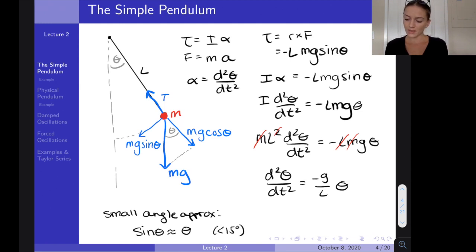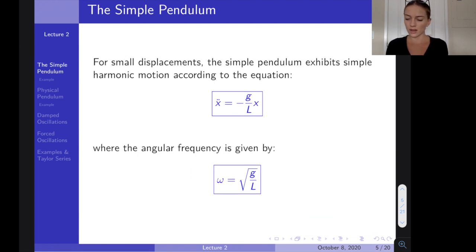So, okay, we have our simple harmonic motion equation now, and now we can equate this right here with omega squared. So, okay, here is our simple pendulum equation. I put x here, but if you call it x or theta, it doesn't really matter. It's displacement from equilibrium, so it's the same thing. So we have here our differential equation for simple harmonic motion, and here our omega is given by the square root of g over L.